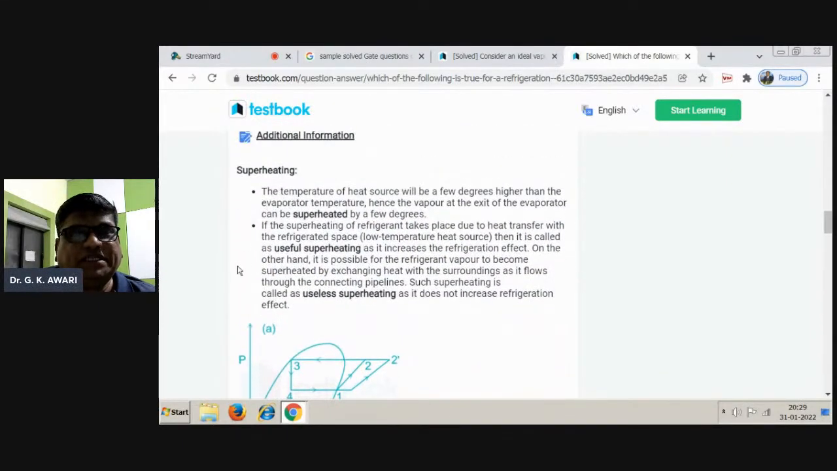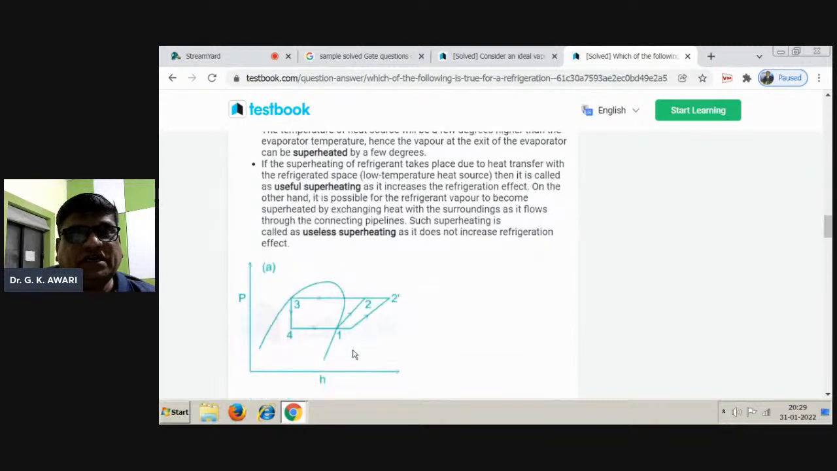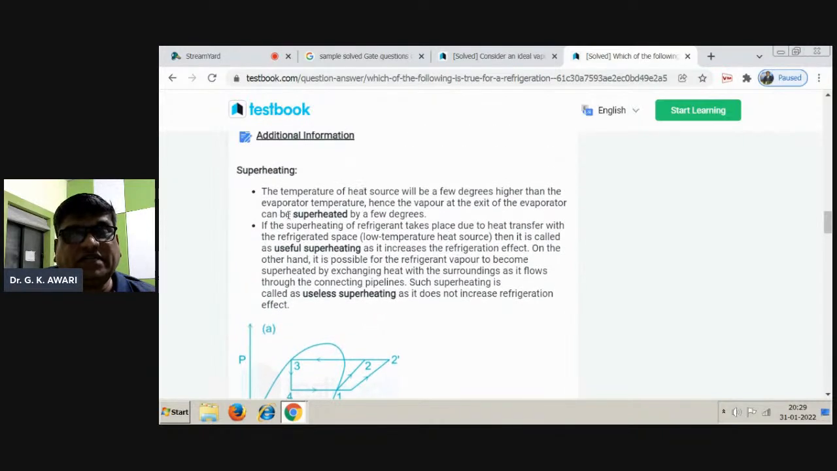So what do you mean by the process of superheating? Here in this case, on the pressure enthalpy chart, you can see that instead of 1 to 2, this particular 1 dash 2 dash process is being shown, and instead of 4 to 1, in the evaporator it is 4 dash to 1 dash, which means that the refrigerant is superheated.